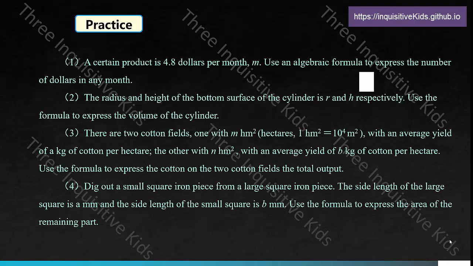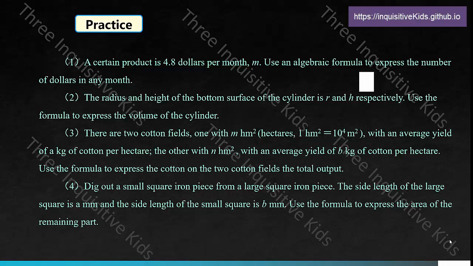1. A certain project costs $4.8 per month, M. Use an algebraic formula to express the number of dollars in any month. 2. The radius and height of the bottom surface of a cylinder are r and h respectively. Use a formula to express the volume of the cylinder.